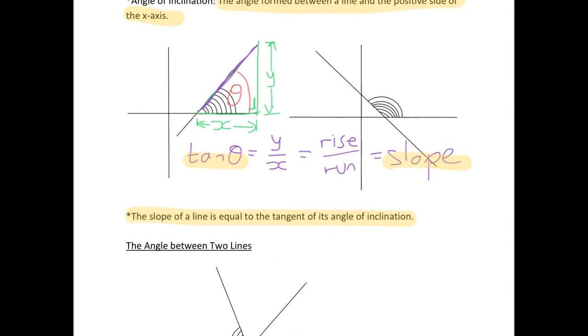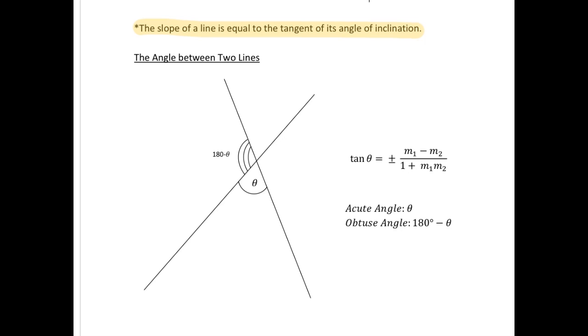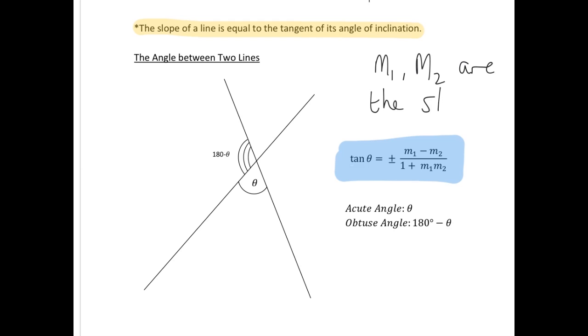So now we can talk about the angle between two lines, and it's given by this formula over here. Tan theta is equal to plus or minus m1 minus m2 all over 1 plus m1 times m2, where m1 and m2 are the slopes of the two lines.